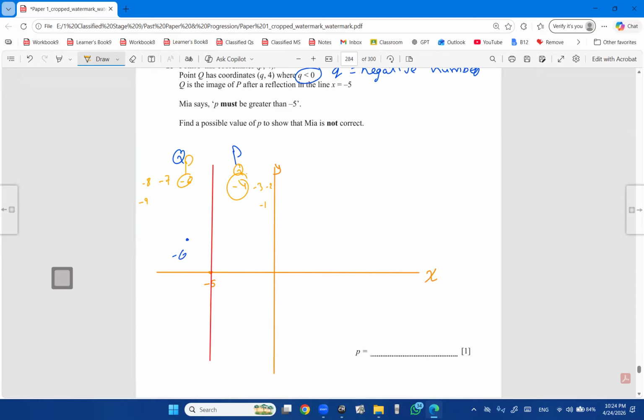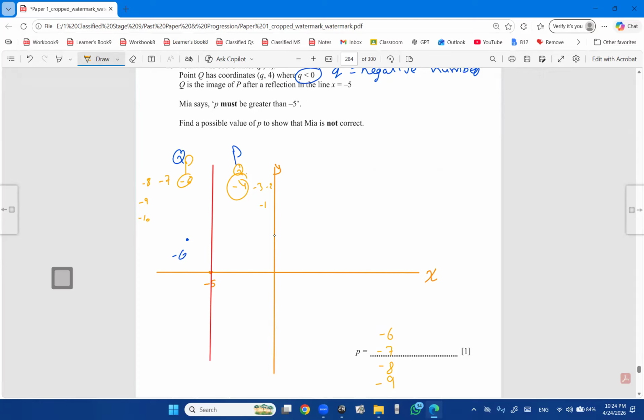Then P could be any number from -6 until -9. P could be -6, -7, -8, or -9. It cannot be more than that, and it cannot be less than that. It cannot be -10, because if P is -10, then Q is going to be 0, which is not correct because they told you that Q is negative. It is less than 0.